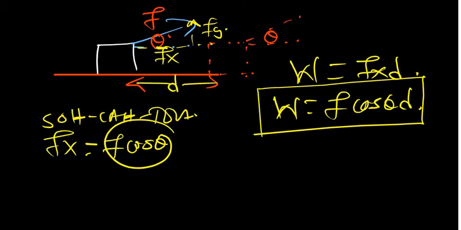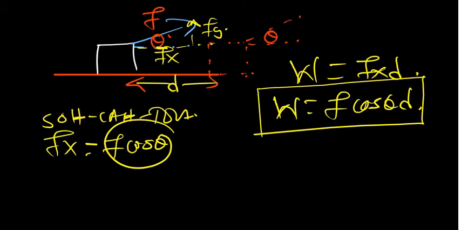Work is given by F cos theta times the displacement. The reason why we say it's F cos theta times the displacement is that we are getting the x component of the force. The displacement and the force are supposed to be moving in the same direction, or not really in the same direction, but they have to be parallel. Okay, that is very, very important, guys. You have to know that.